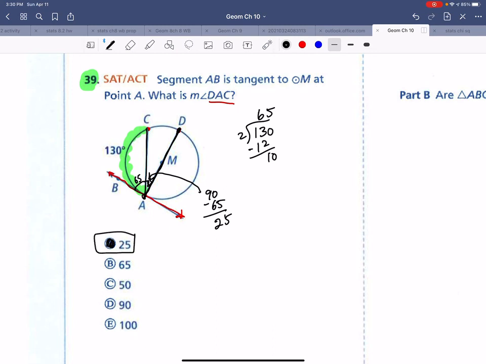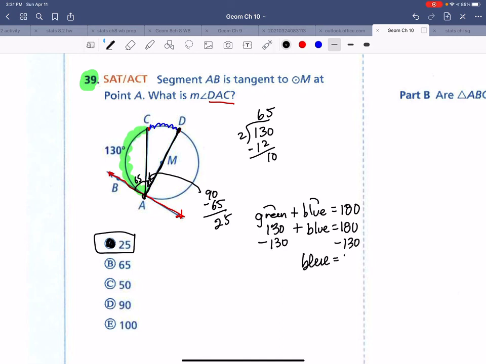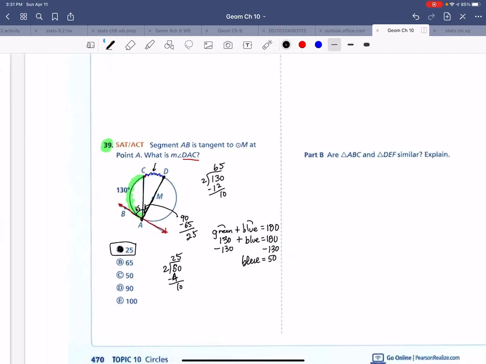Again, I kind of foreshadowed, you could have done it another way. We know the green and the blue arcs have to add up to 180 because that's a diameter. So if we took the green, and again, I already solved it, but this would just be another way to think of it. I know the blue arc is 50, so the tip of my cone has to be half the snow. So half of 50 is 25. Awesome. Nice job.